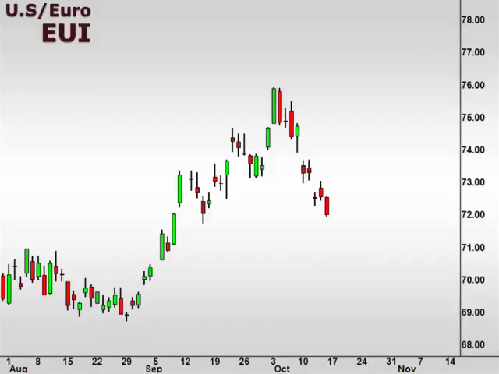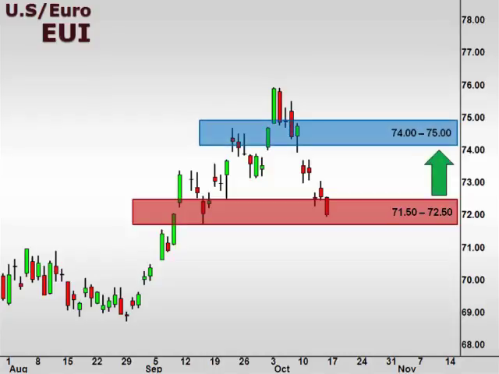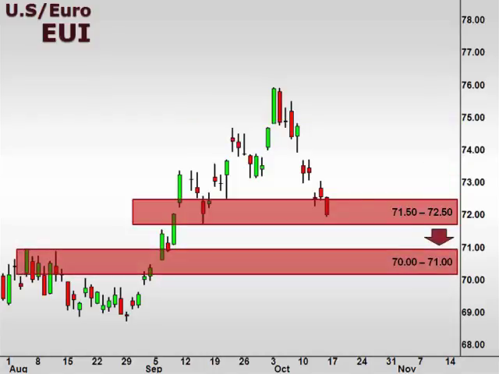Let's take a look at the US dollar versus the euro as seen here in the ISC FX Options pair value EUI. Well, the EUI continues to trend lower, testing support within the 71.5-72.5 zone as anticipated. Should this level hold as support, a break above 73 should yield a move to 74.75. A break below 71.5 opens the window for a move down towards 70.